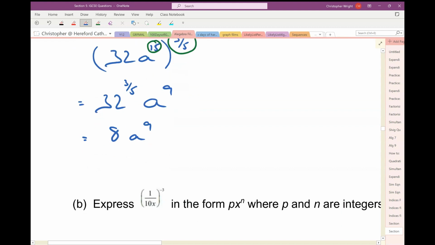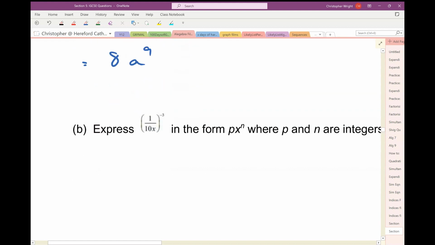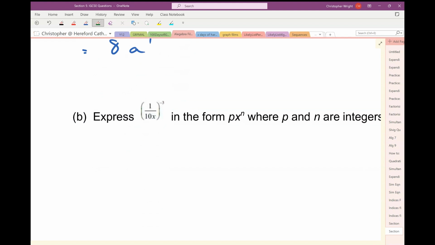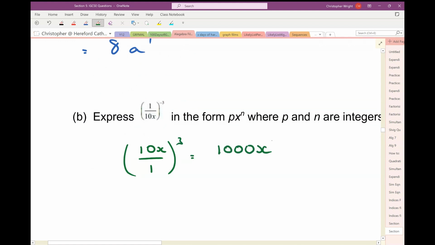Part B. Aha, something to the power of minus 3. So the first thing I'm going to do is write that as 10x over 1 to the power of 3. So that's going to be 10 to the power of 3, x to the power of 3, over 1 to the power of 3, which is 1. So it simply equals 1000x to the power of 3, 1000x cubed.